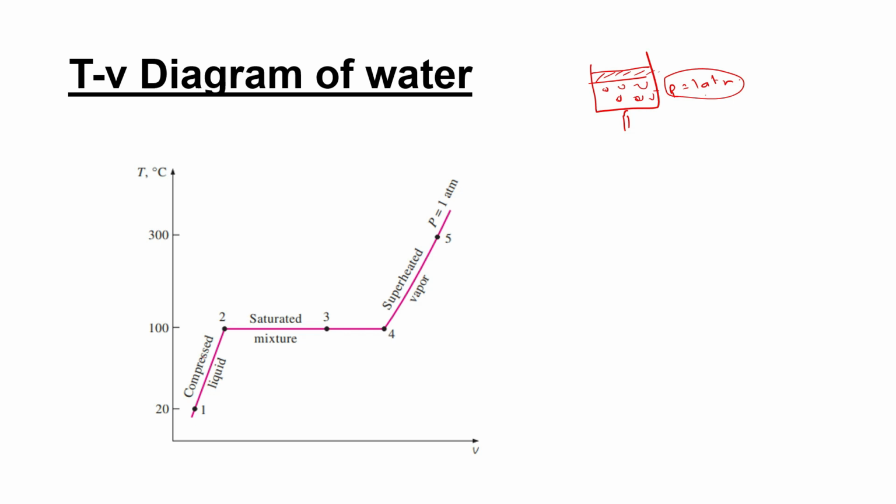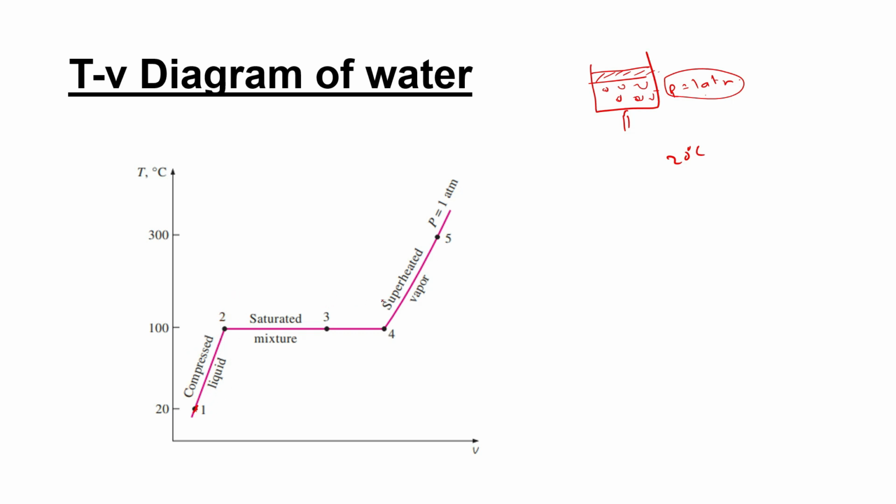You can see that its temperature also, initially let it be at 20 degrees Celsius. Initially it is the compressed liquid state. When the temperature is increased, volume also increases, and finally it will reach a point 2, and this 2 is called the saturation temperature or the saturated liquid state, just like we have seen earlier. So all this area is the compressed liquid.